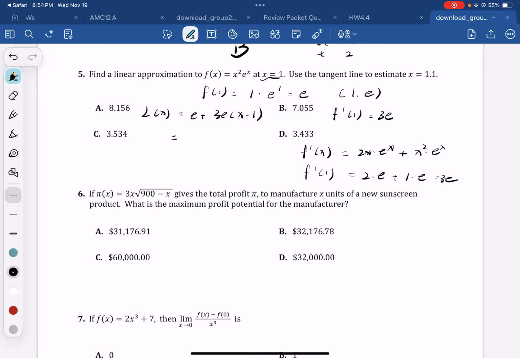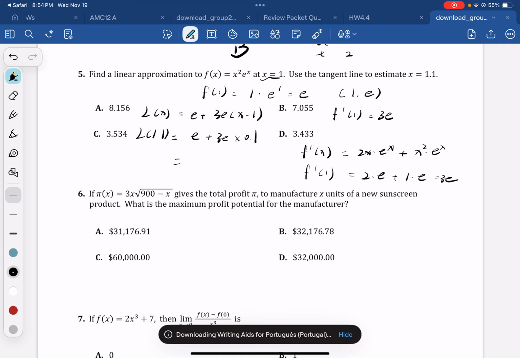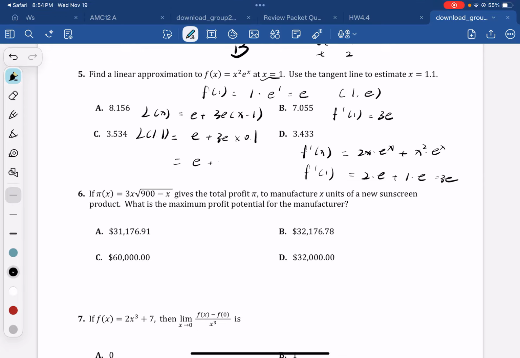So we plug 1.1 into L of x. L of 1.1 equals e plus 3e times 0.1. So it's e plus 0.3e. So we plug it into the calculator. It's 3.534. So this one is C. Let's see the next one.